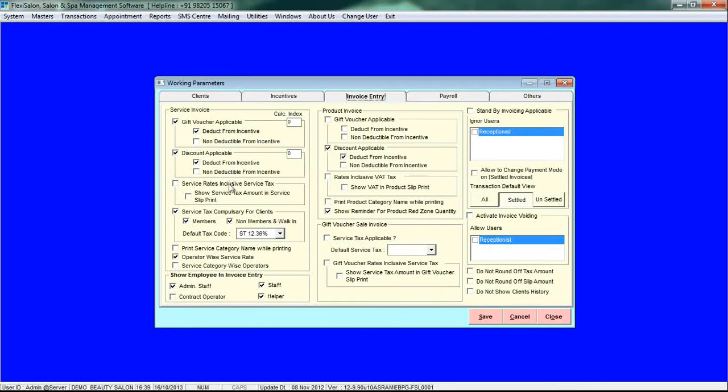If you're charging service tax, then whether your rates are inclusive of service tax or exclusive, that can be mentioned over here. And if you want to mention your employee's name in the invoice printing, you can have the selection of your employees. Same way, product invoice is also there, where you can have gift vouchers, discounts applicable, and VAT tax. In this case, we have a different scenario where we have some product red zone quantity.